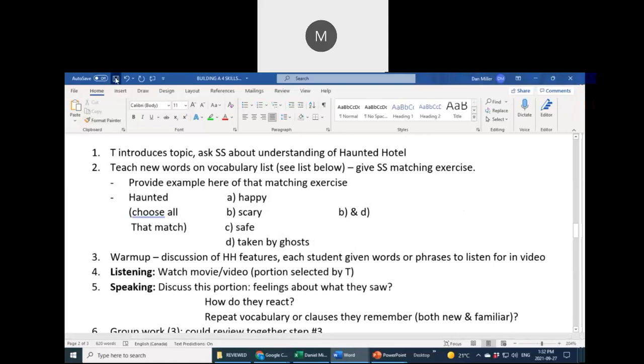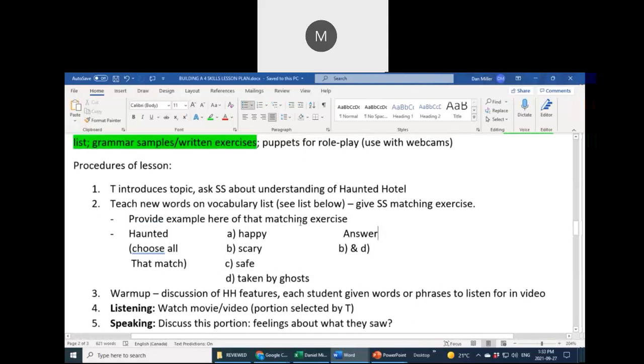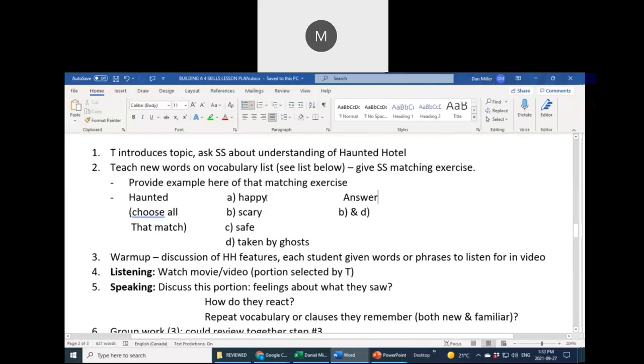Okay, so do you see how that works? If you were using a matching exercise, this would be a lot longer. This is just one little example. You might have 10 words and then a list of the matching items to go with each of those words, and provide the answer over here. So this is all the type of information that you need to include in your 4 skills lesson plan. Anything that you're describing that you're doing, you need to give an example of it in here.